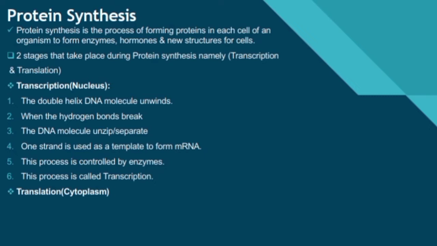So at the end of the whole stage, what we're trying to form here is a protein, right? Firstly, we'll be starting in the nucleus and ending in the cytoplasm. At the end of every stage that happens, our main focus is just to form a protein, right? There are two stages that take place during protein synthesis, namely transcription and translation, right?